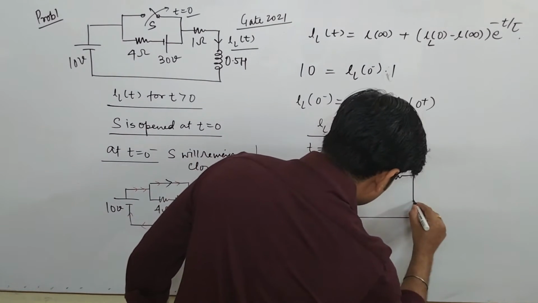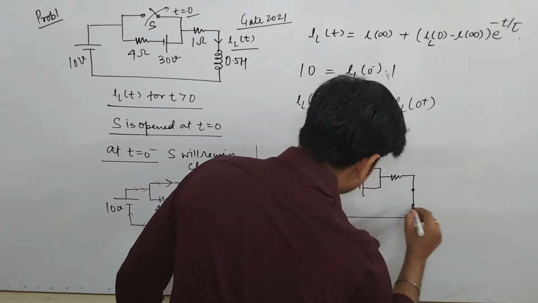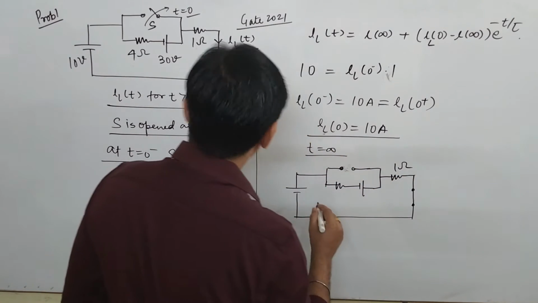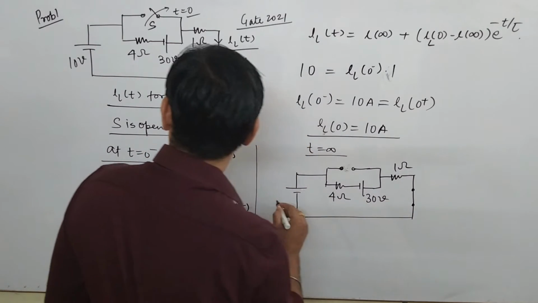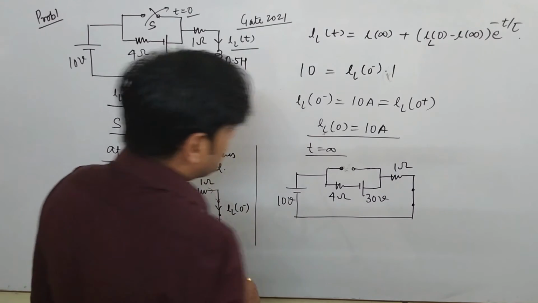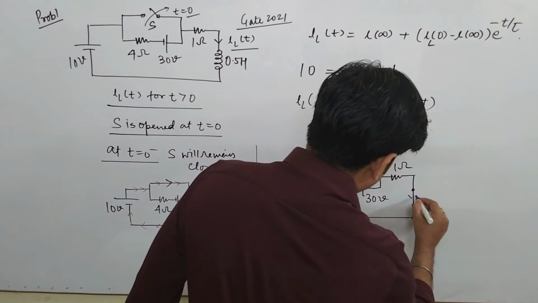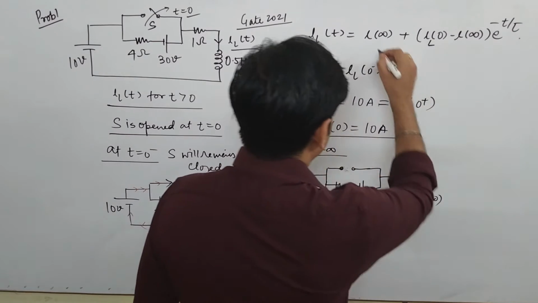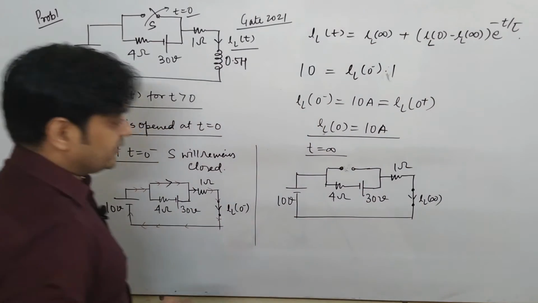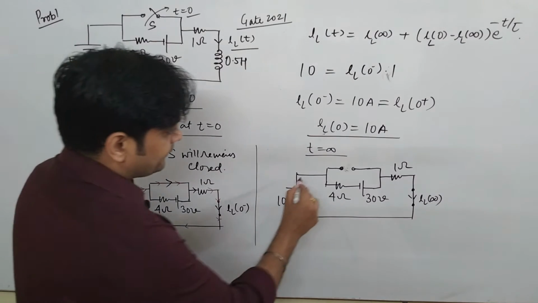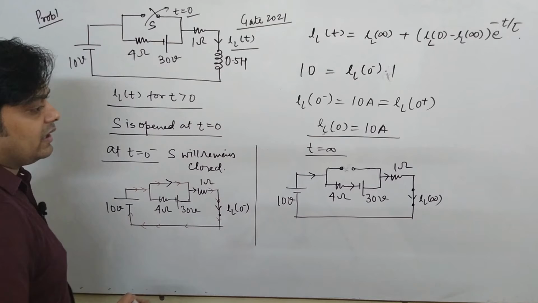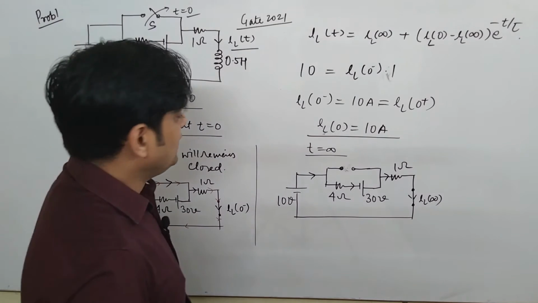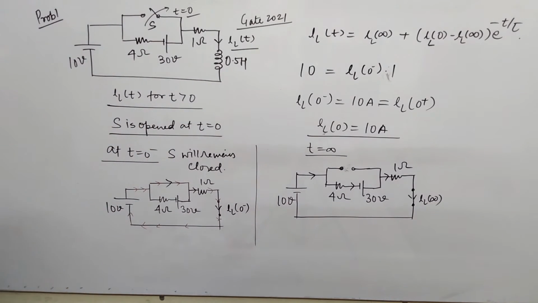And this inductor will again get short circuited at t equal to infinite. I already told you the inductor will get short circuited, and whatever the current here is, you can say it is IL infinite. Here also you can write it as IL infinite. So now what is IL infinite? This IL infinite will be flowing in this manner. So just by applying one law of KVL, you can find that value. So we will find that value.